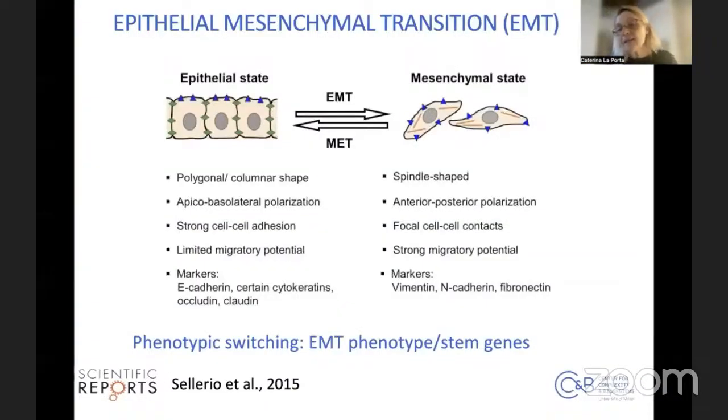And in this case, we investigated a lot the epithelial-mesenchymal transition. This is a key point of the cells. We have seen it also in one of the cartoons at the beginning, where I showed the multi-step process of metastasis. Actually, the epithelial-mesenchymal state means that the cells can change their state from a polygonal columnar shape, with apico-basolateral polarization. There is a strong cell adhesion, and they are not able to migrate so much, and they express some specific markers like E-cadherin.